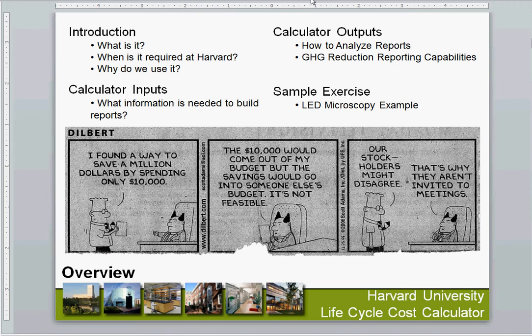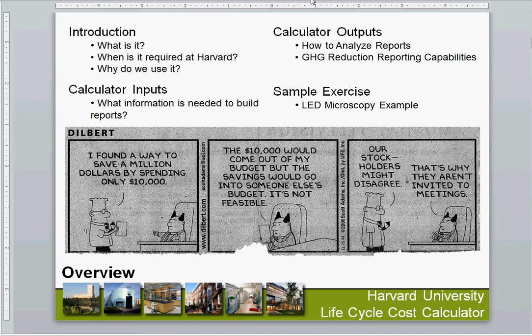We will not get into how to manipulate the calculator for use outside of Harvard. However, by and large, the energy rates would be relatively common and could be reused and are fairly easily editable if you get into the cost assumptions sections of the tool, and I'll show you where that is later. But most of the time is going to be spent looking at the calculator inputs, what information we need in order to generate one of these reports, and the outputs.